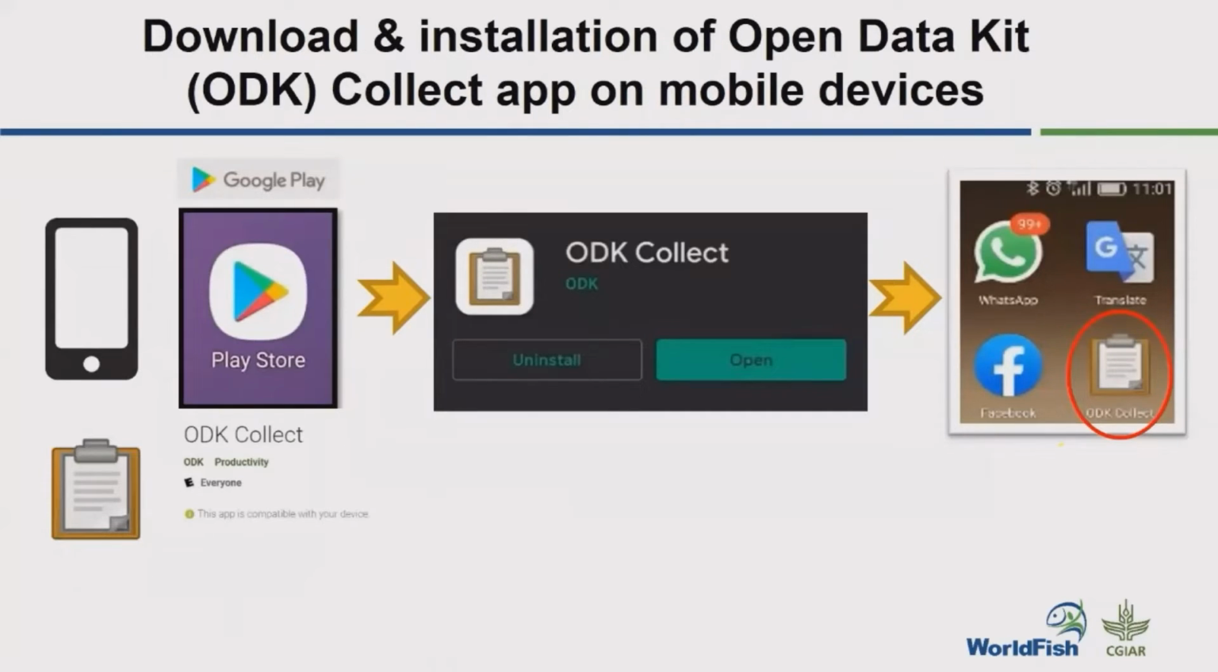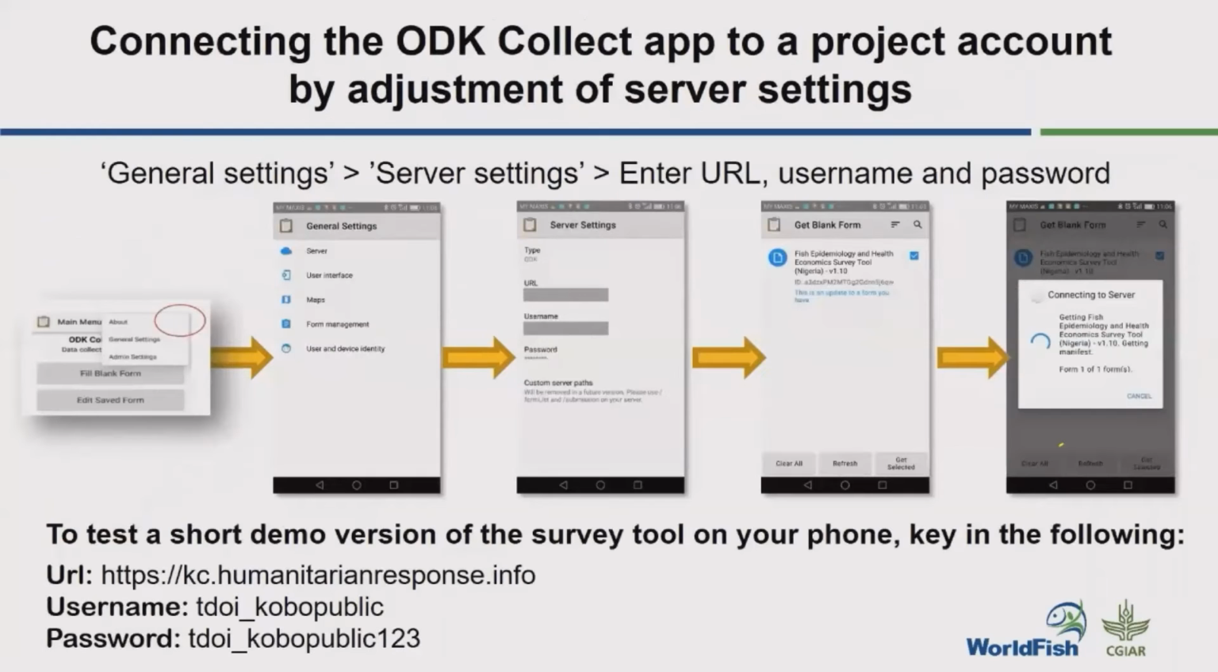Once the survey has been deployed from Kobo Toolbox, the survey will then be ready for use in the field. However, before collecting any survey data, the end users, such as extension officers, will still need to download and install ODK from Google Play Store onto their mobile device. Users will then need to connect the ODK app on their mobiles to the specific Kobo Toolbox account holding the survey questionnaire by adjusting the app server settings, which means keying in the account URL, username, and password.